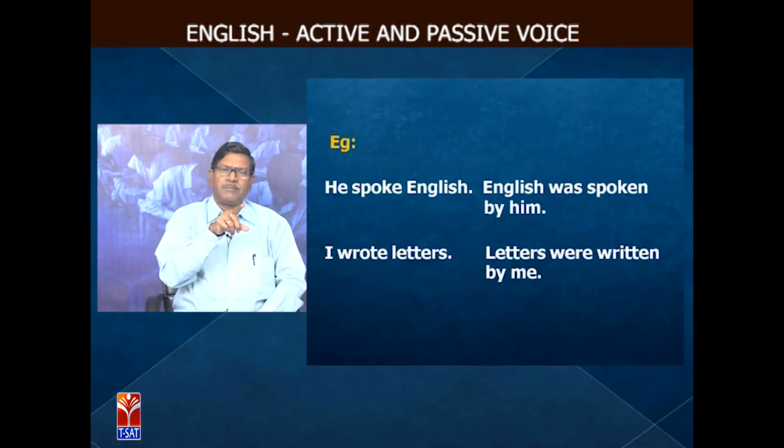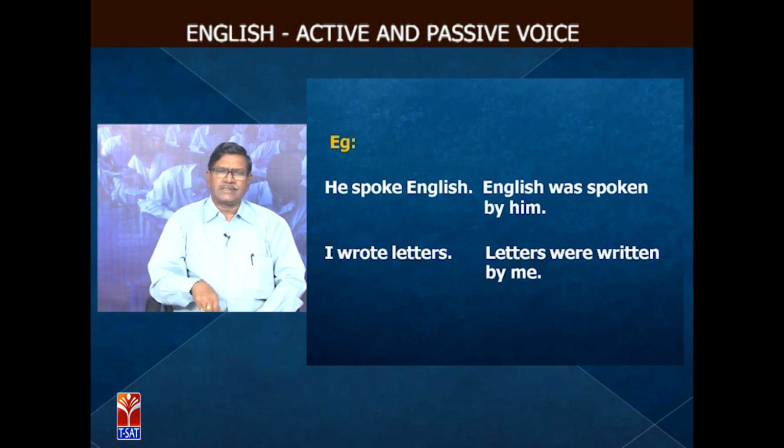Spoke, here the verb is in past tense. When its place is given to the be form, in place of spoke it becomes was. Be past tense is was, so was comes. He spoke, spoken. So, English was spoken by him.